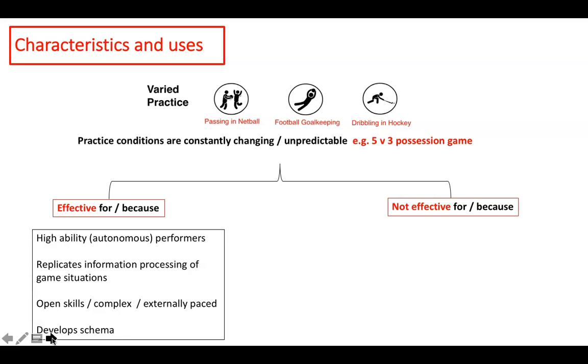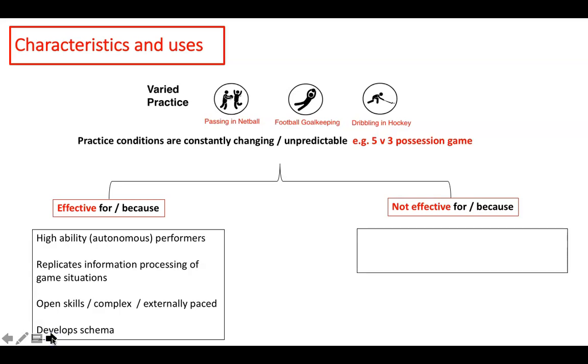Finally, we have this thing called schema. Schema is really important. Varied practice develops schema. These are our generalized motor programs that we have in our brain. This allows us to adapt to different situations. Developing these schemas is producing these motor programs. Schema are these motor programs that we develop in our head. If we can develop schema, we're developing these motor programs in our brain. This allows us to adapt to different situations within the actual game. So schema is really important.